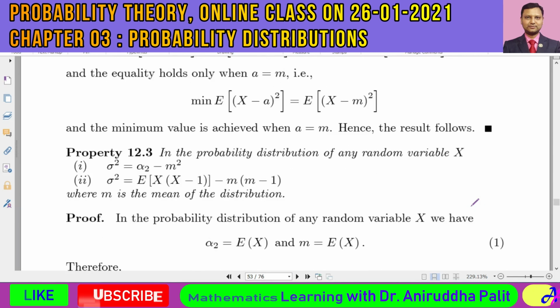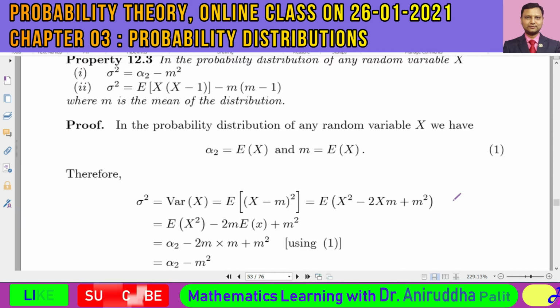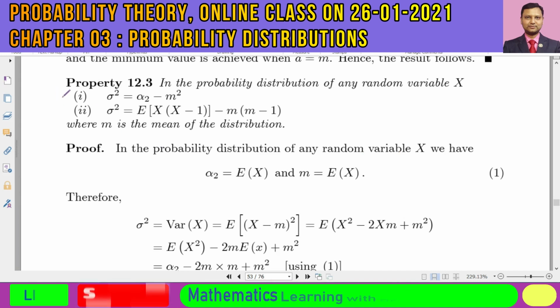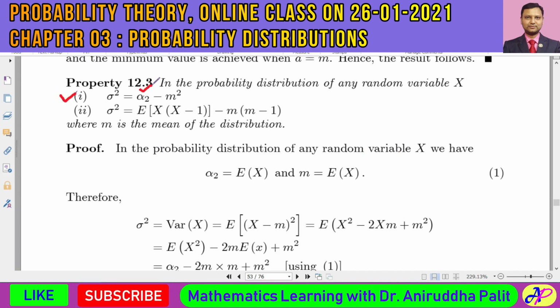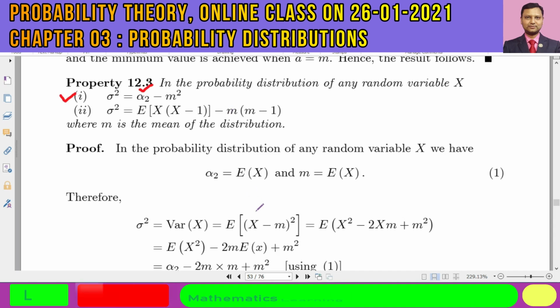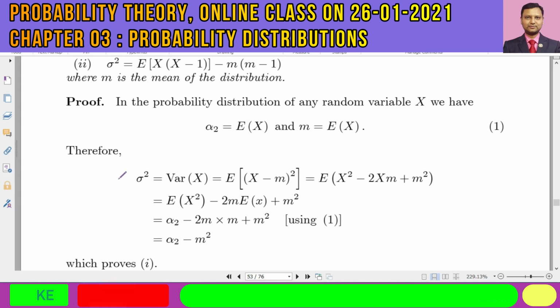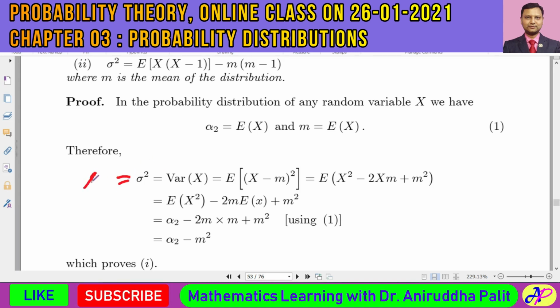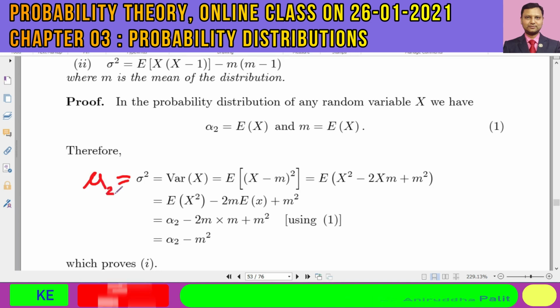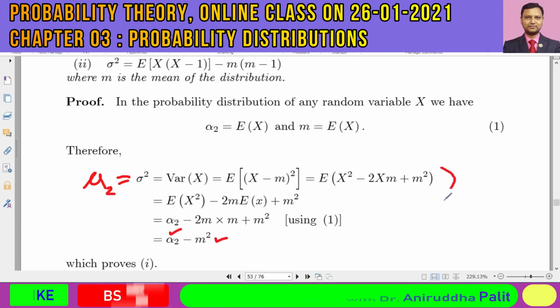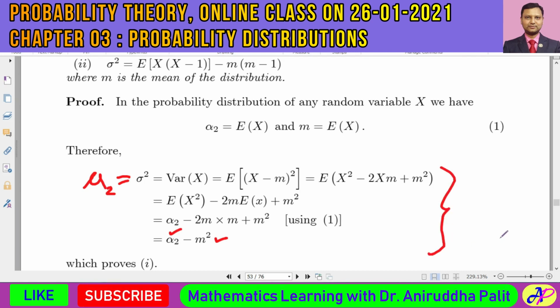All right. And in order to compute the standard deviation of different distributions, we have to use two results. One is that sigma square is equal to alpha 2 minus m square. I proved this result earlier. It is an easy direct proof that sigma square is the central moment mu 2. We already proved in the previous lecture that mu 2 is equal to alpha 2 minus m square. This is the same proof I have written over here, so I am skipping it.